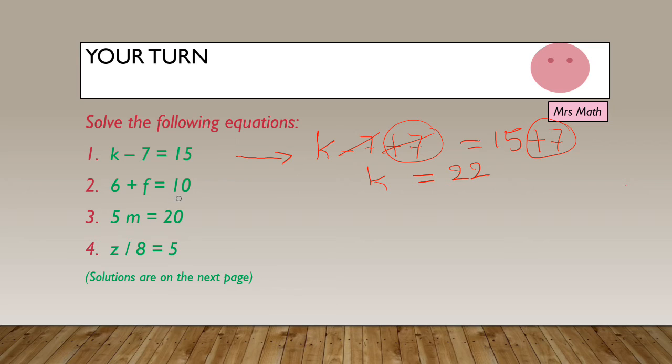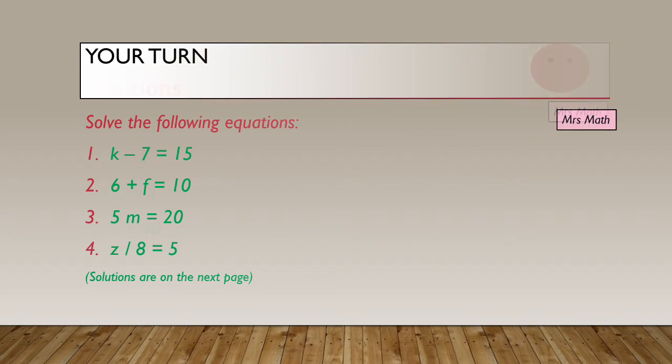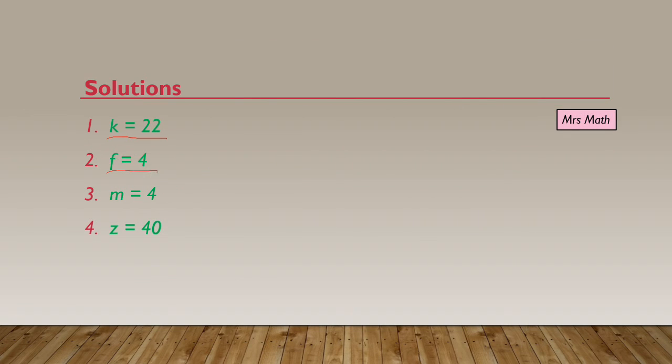Now 6 plus f equals 10. Again, this 6 is positive, so what is the opposite of positive 6? It is minus 6. So we subtract 6 from here and we subtract 6 from here. The 6 cancels with minus 6, we get f equals 10 minus 6, which is 4. So f equals 4, as you see here.